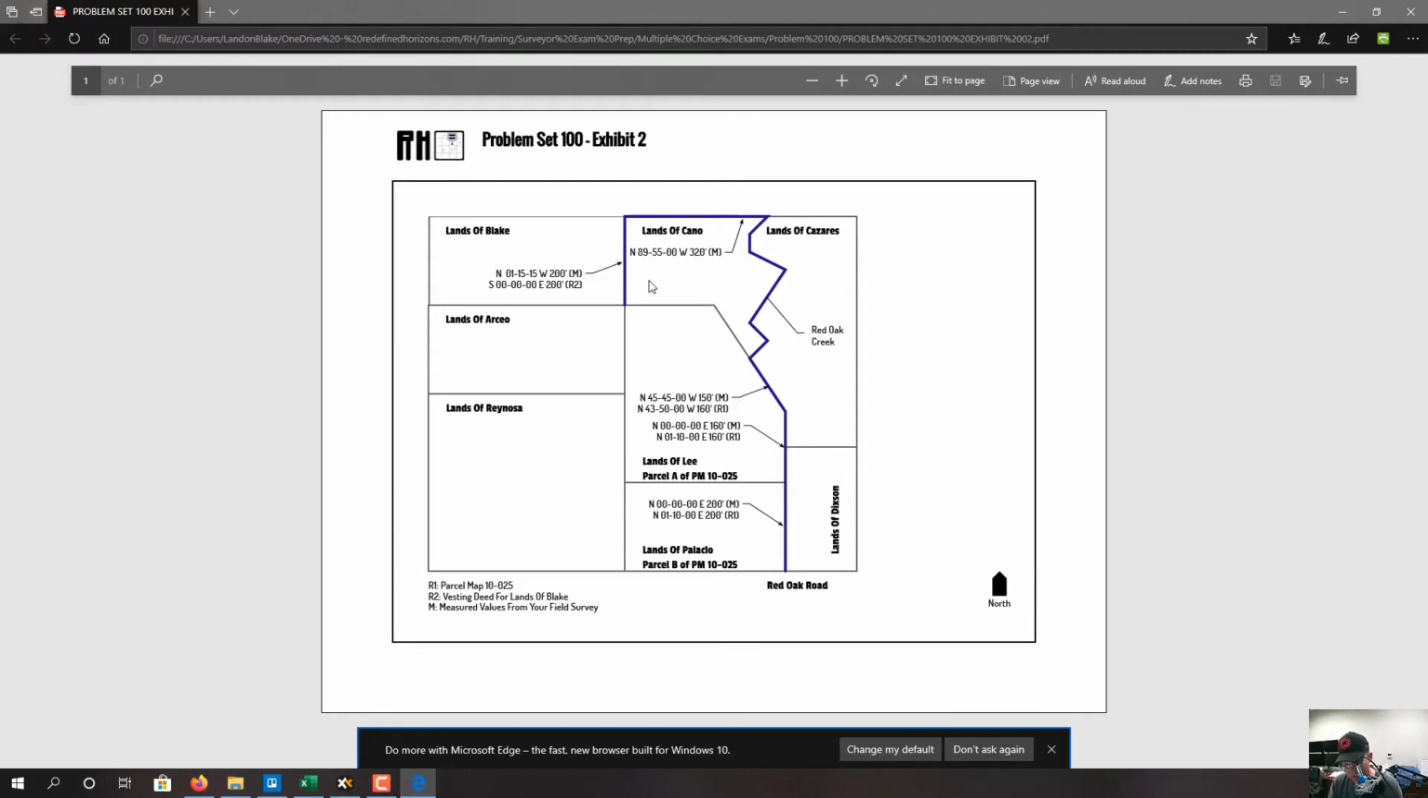Okay, question 20. What is the best description for the courses of the access easement strip that run along the dividing line between the lands of Kano and the lands of Cazares? So that's here, and it's Red Oak Creek. That's the dividing line. What we want is something that gets us along the creek to this north line of the lands of Kano, and we do that with answer B: then along the center line of Red Oak Creek in a generally northern direction to the north line of the lands of Kano. We want to call along the center line of the creek to the north line of the lands of Kano, and B does that. So B is the right answer.